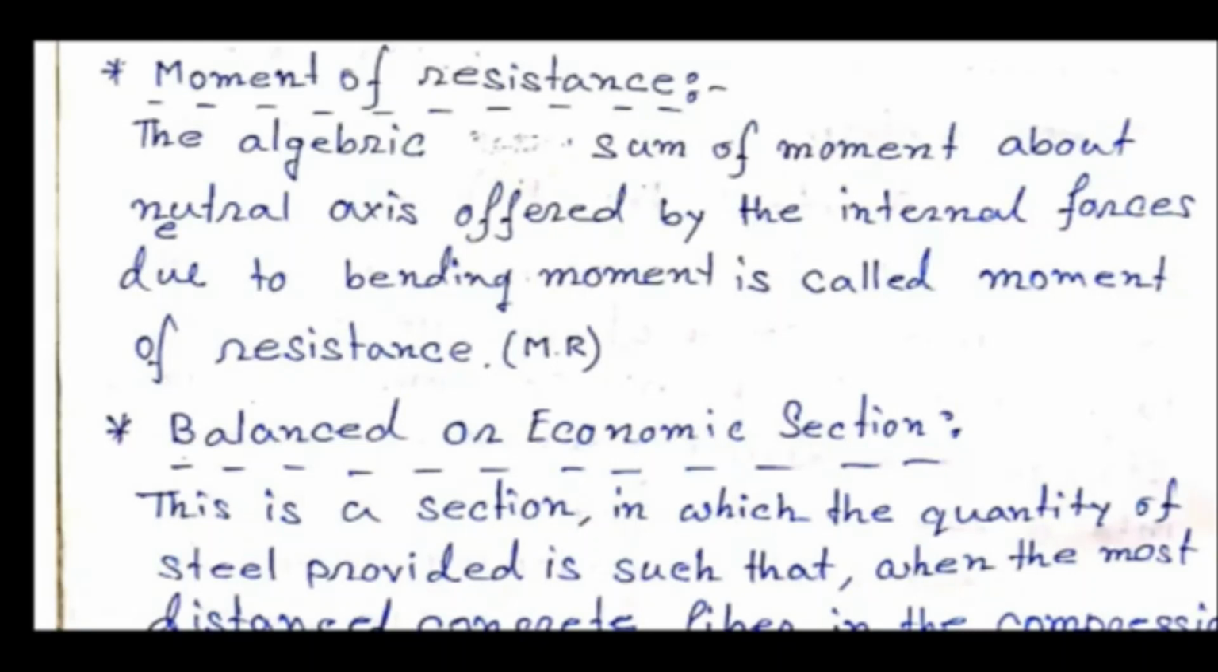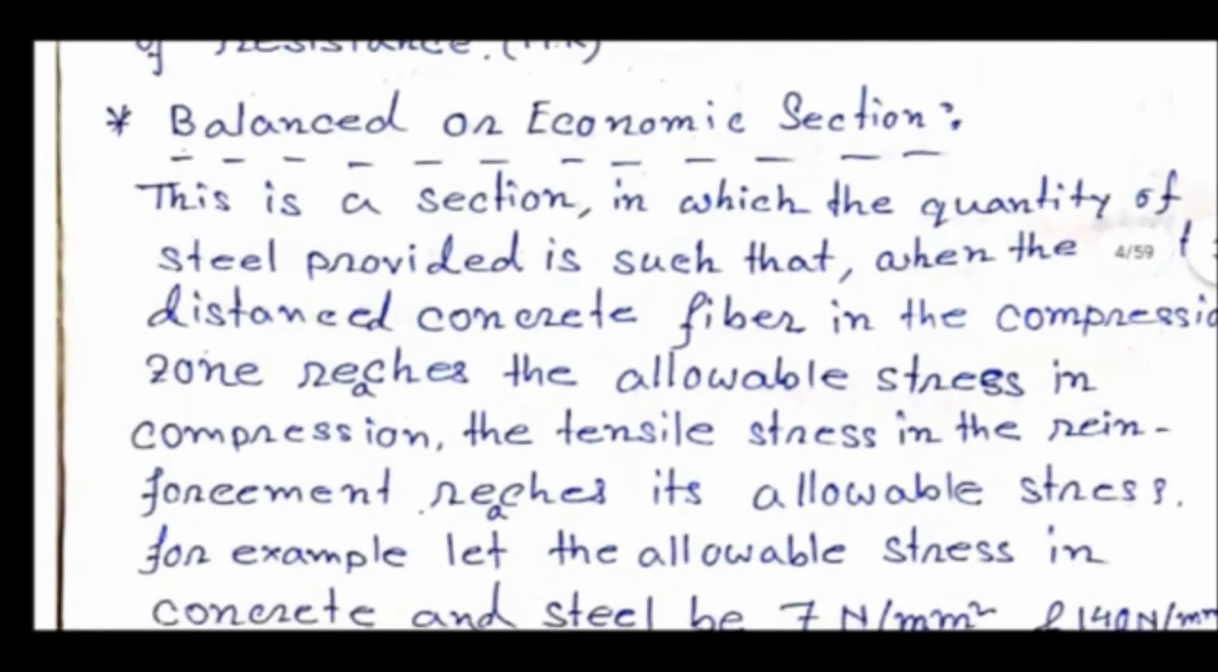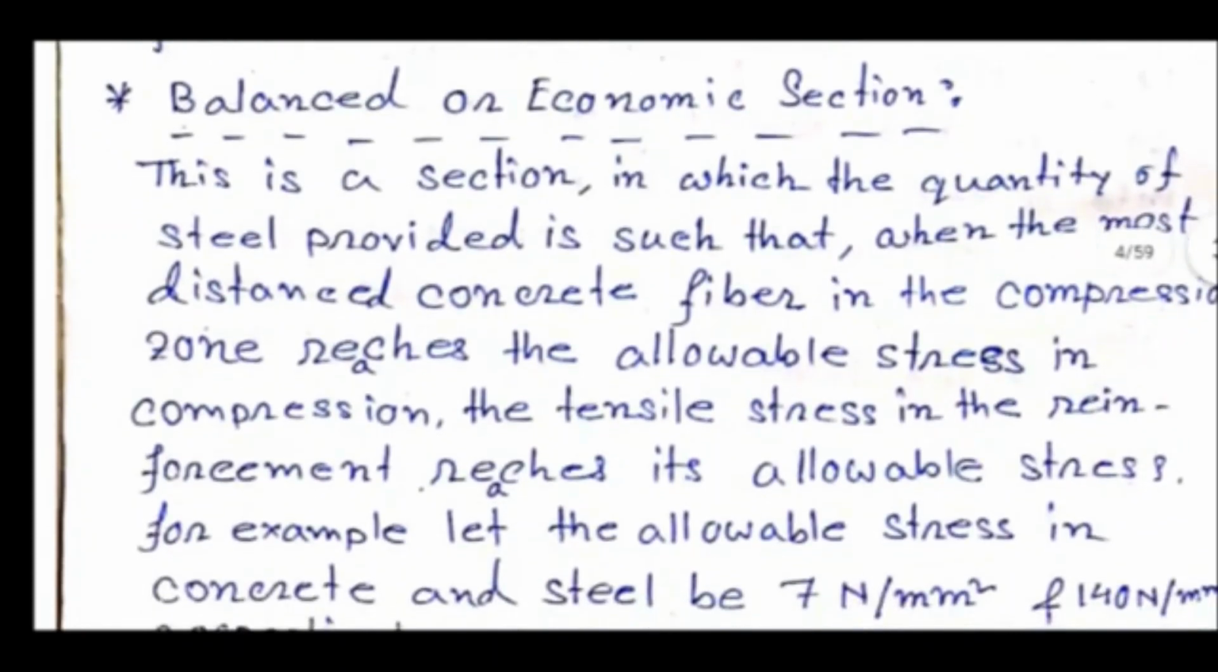Now next terminology is balanced or economic section. Actually it depends upon the amount of reinforcement, amount of steel. There are two main different types of section: balanced section and unbalanced section.